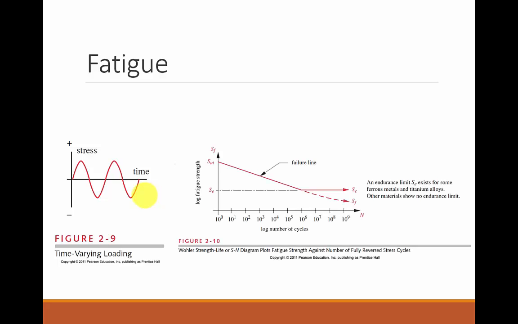If we graph what happens, here is a log scale showing 1,000,000 cycles, and it's showing that some materials will continue to get weaker forever, whereas other materials, after a certain point of time, will no longer get weaker. So we'll say that there exists an endurance limit for some materials, while some materials don't have an endurance limit. We'll talk about this in great detail throughout the semester, but just as an introduction to the concept, I wanted to lay it out for us today.